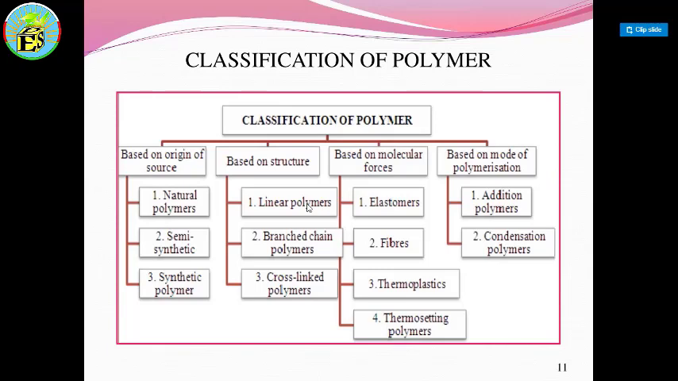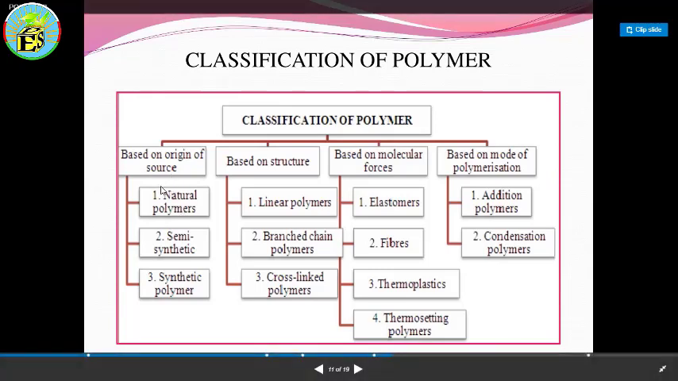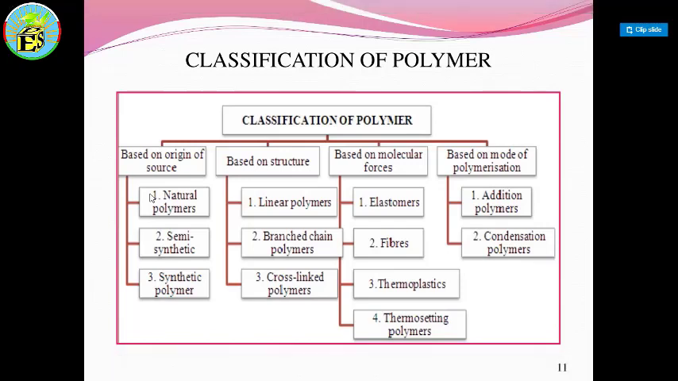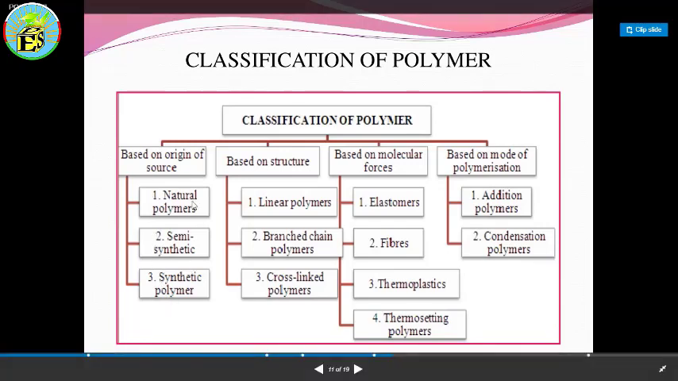What you have to do is make a table chart of polymers based on origin of source. If you can see here, you have to write 5 natural polymers, 5 semi-synthetic polymers, and 5 synthetic polymers, and you have to post your work on the WhatsApp group.